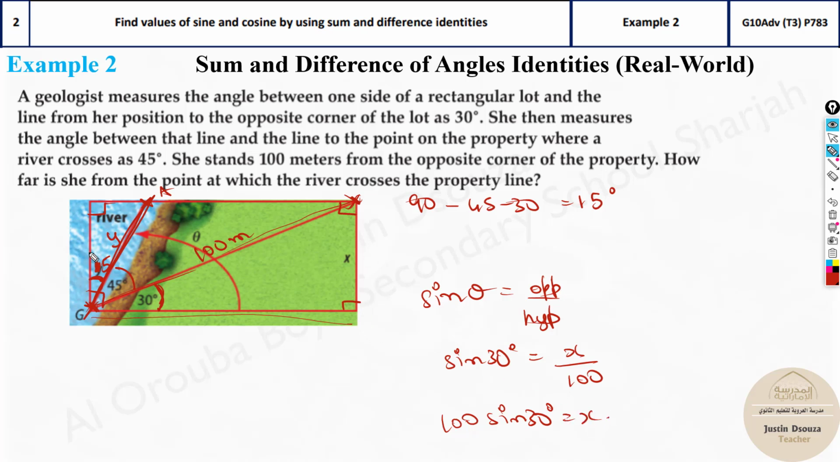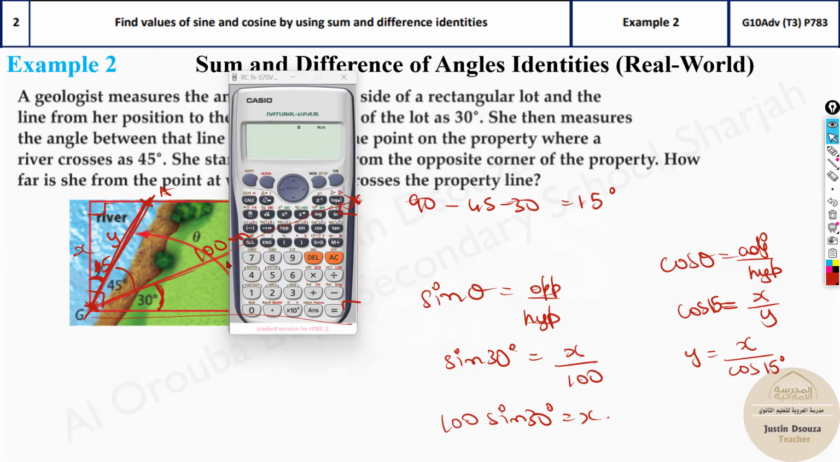Once you solve for x, you can easily find y, because this angle is known, it's 15 degrees. Which trigonometric function connects the adjacent and hypotenuse? It's cos theta, that is adjacent by hypotenuse. Here the adjacent side is x and the hypotenuse is y, so cos 15 degrees equals x by y. Take y to the other side, and it will be x divided by cos 15 degrees.